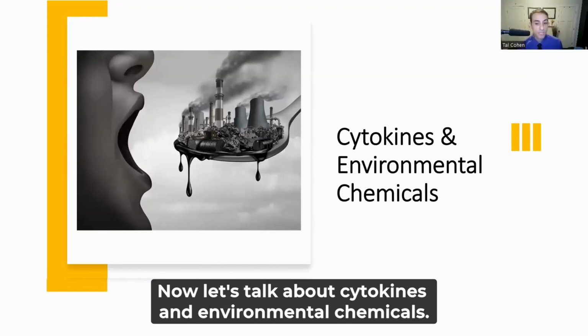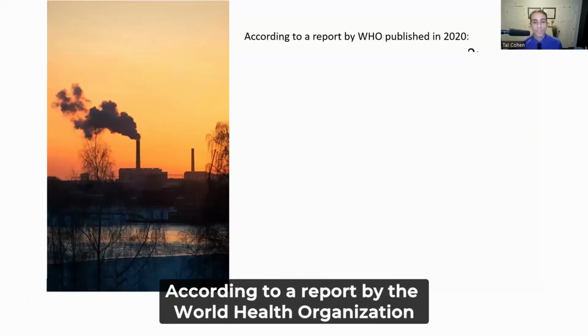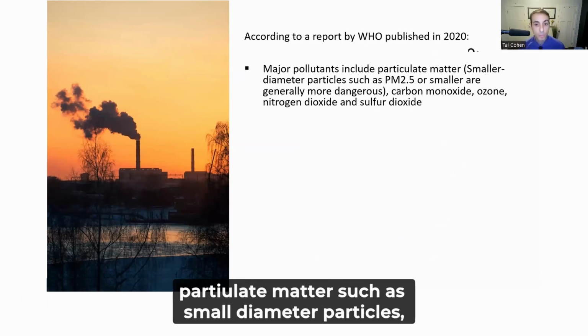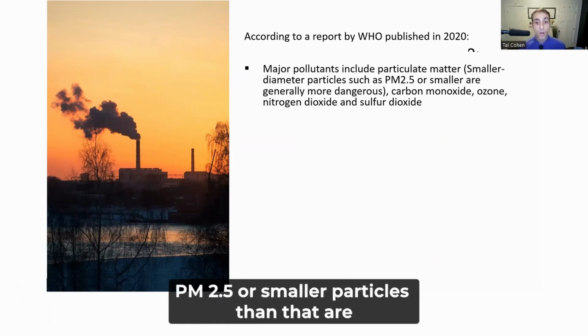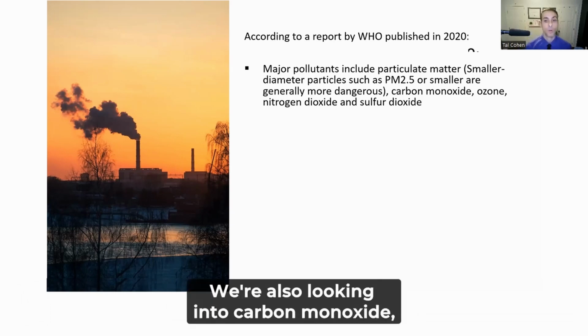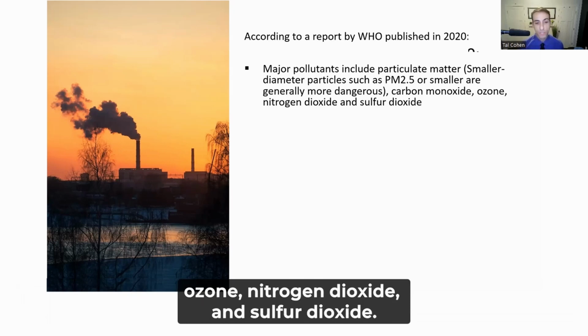Now let's talk about cytokines and environmental chemicals. According to a report by the World Health Organization published in 2020, major pollutants include particulate matter, such as small diameter particles, PM2.5, or smaller particles than that, which are generally more dangerous. We're also looking into carbon monoxide, ozone, nitrogen dioxide, and sulfur dioxide.